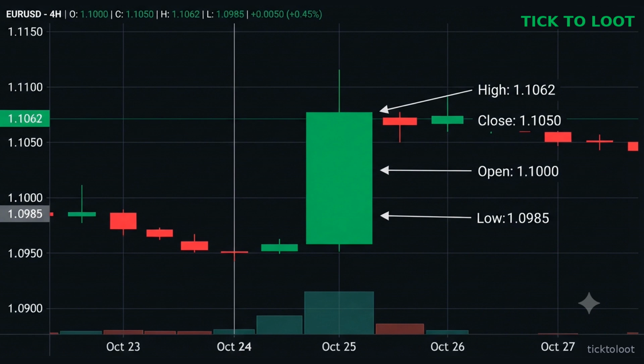Let's take a closer look at a green candle. If we see a green candle on our chart, it means that the close price was higher than the open price. For example, if the open price was 1.1000 and the close price was 1.1050, we would see a green candle. This indicates that the buyers were in control during that period and the price moved upwards.